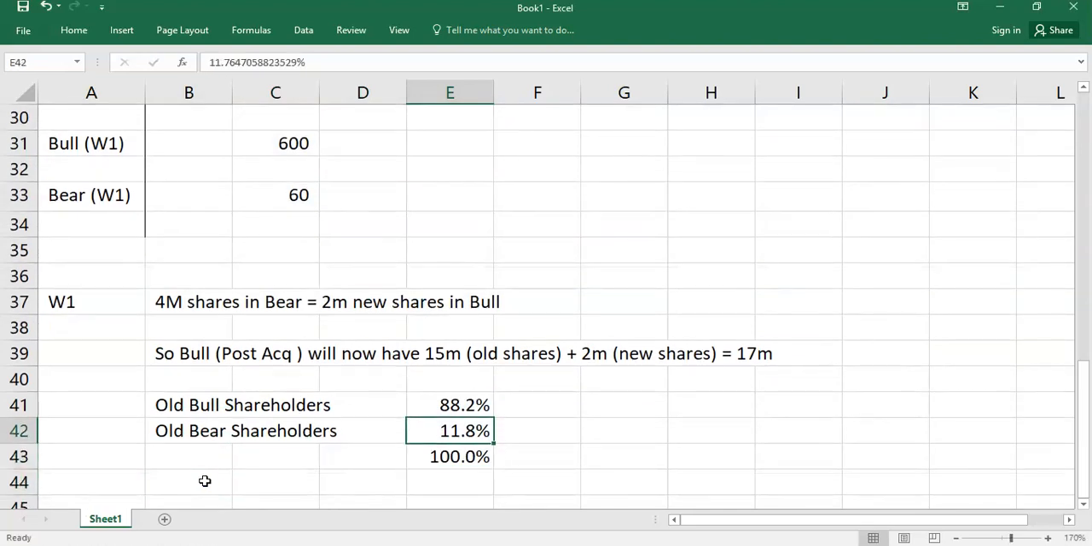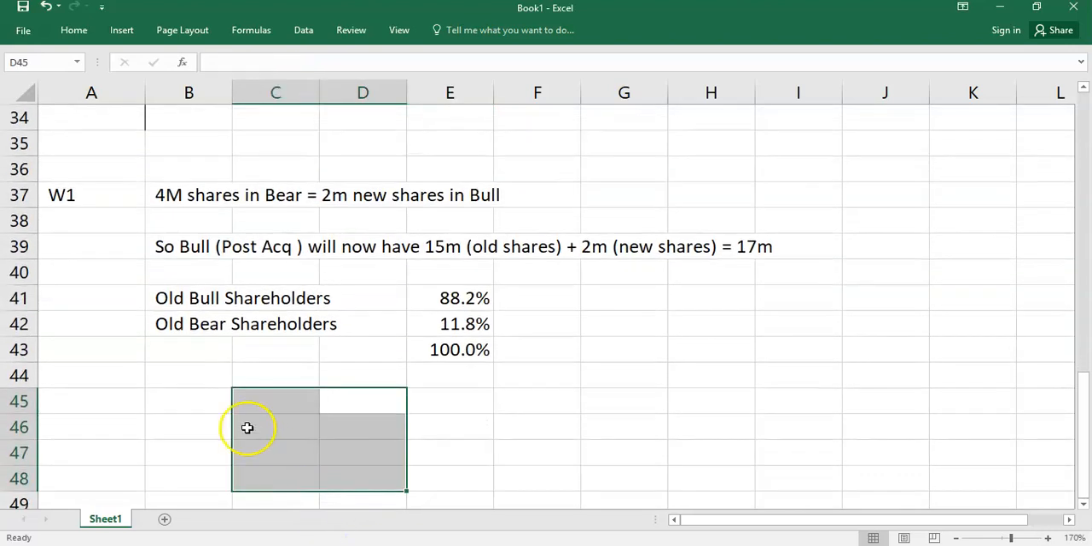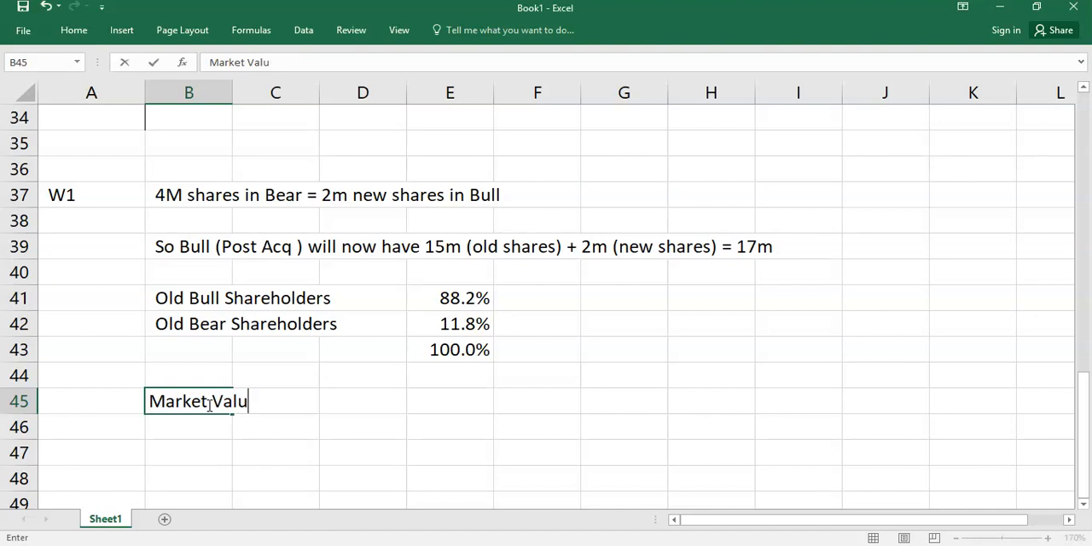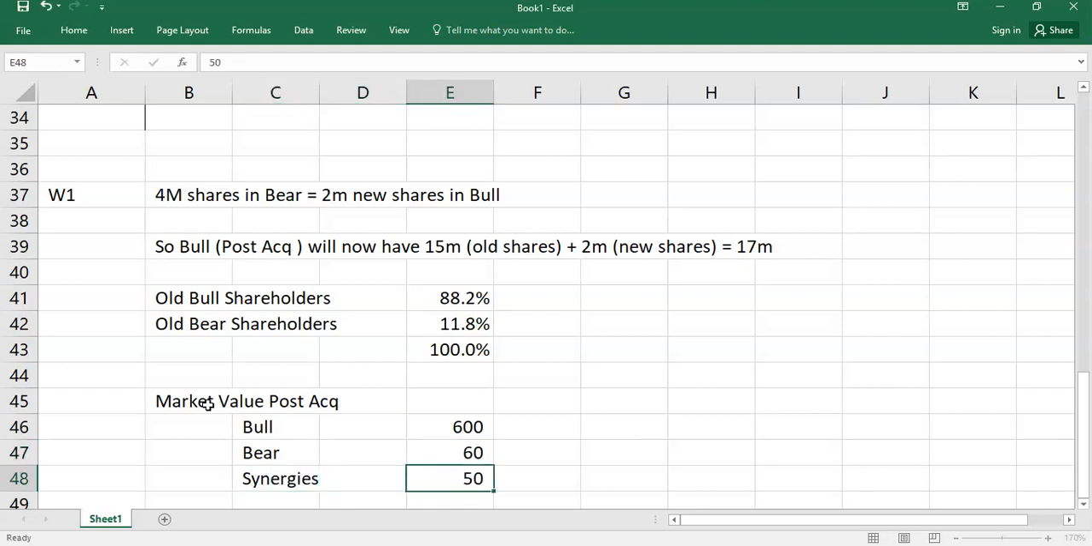So there is dilution of control. The acquiring shareholders now are giving up 11% of their business because they don't want to pay in cash. And if you don't want to pay in cash, you have to give something else. So they're giving shares instead. So about 11.8%. So how you figure out what's the value post-acquisition, you get the market value post-acquisition. And the market value will be bull standalone, which is 600. You bring in bear standalone, 60. And you bring in the synergies, which are 50.